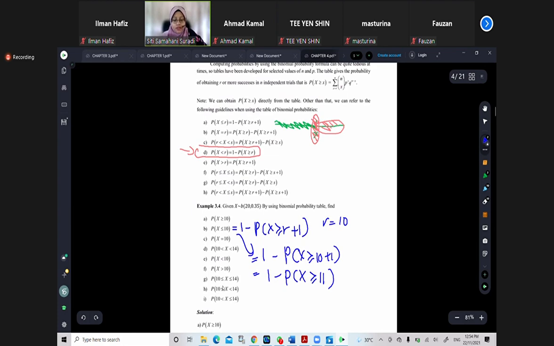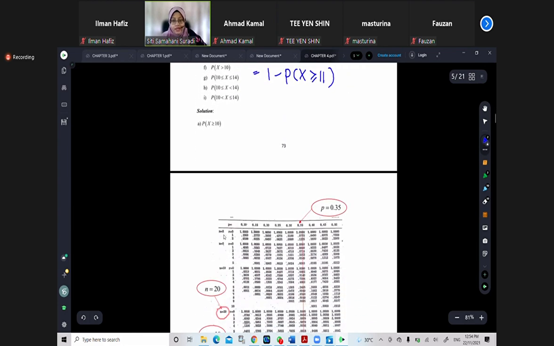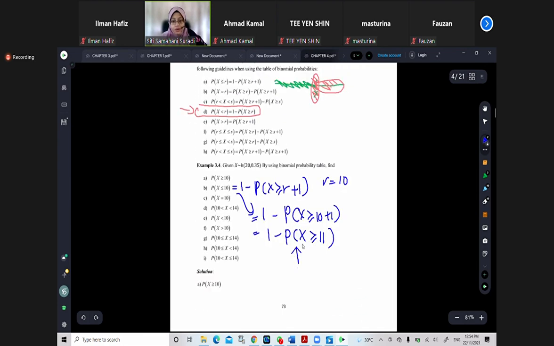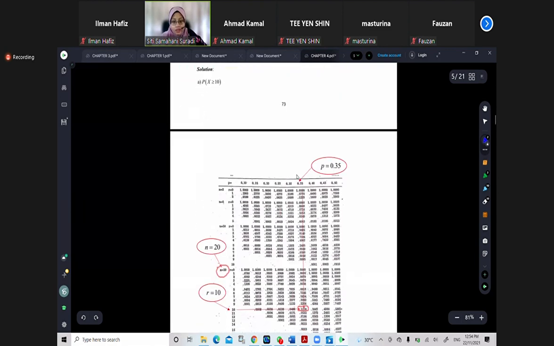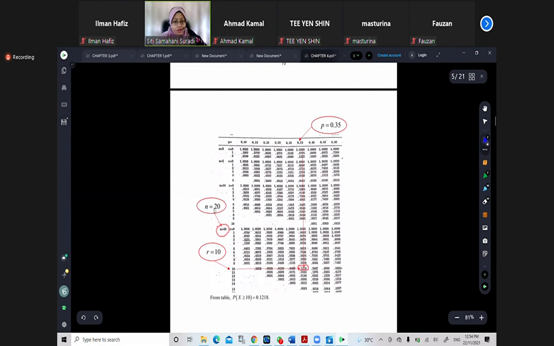So look at the table. You find the P for X more than or equal to 11. Look at here, 0.35 and equal to 20. I'm not sure whether I can use the row or not, but it's difficult for me, so I'll just do this one. So this one. You get it? So this value.